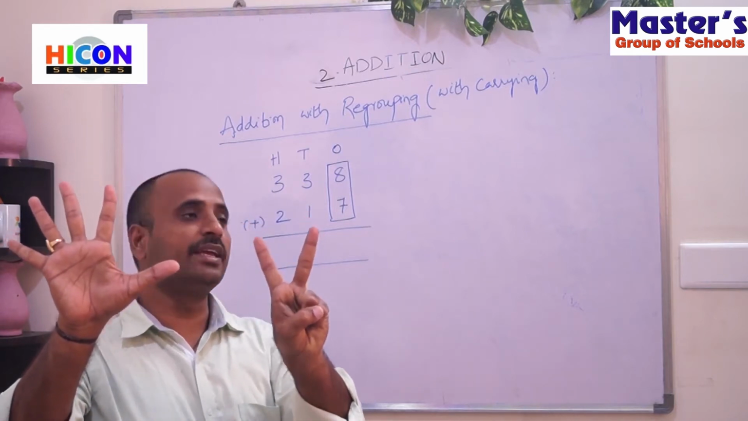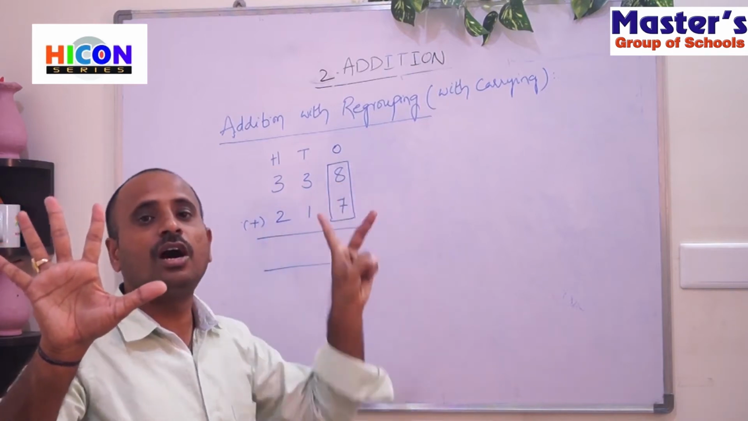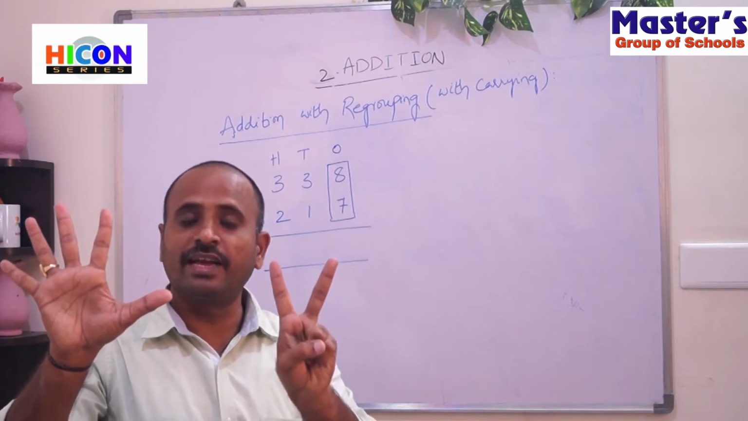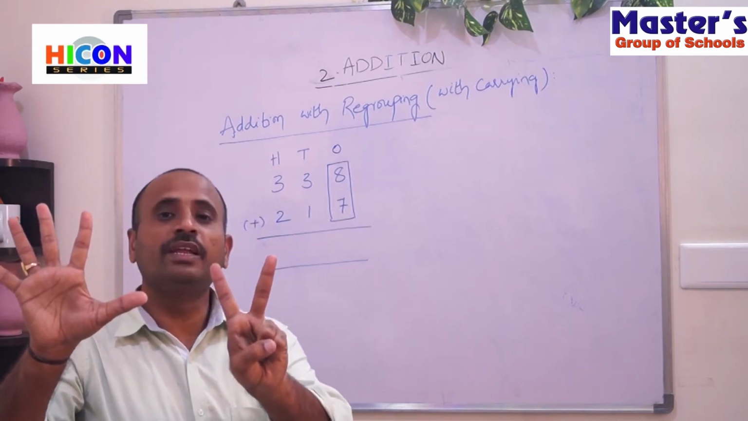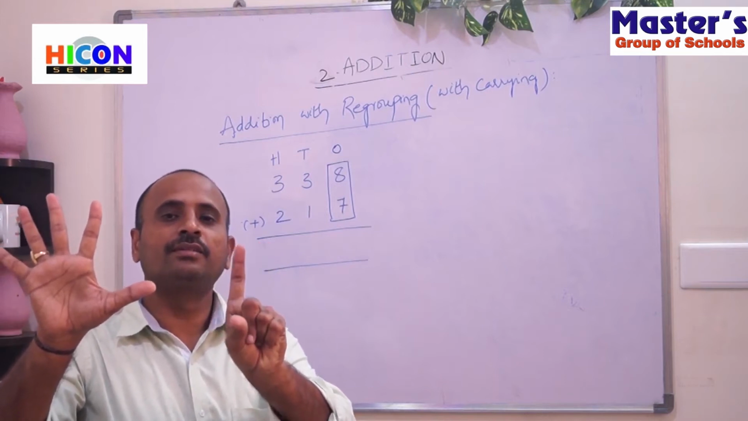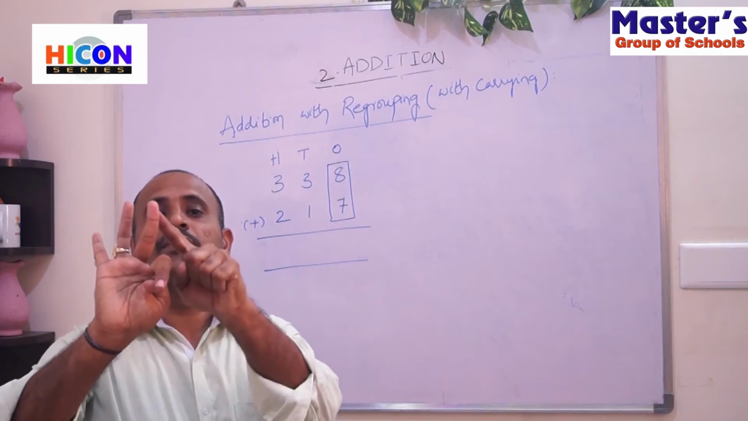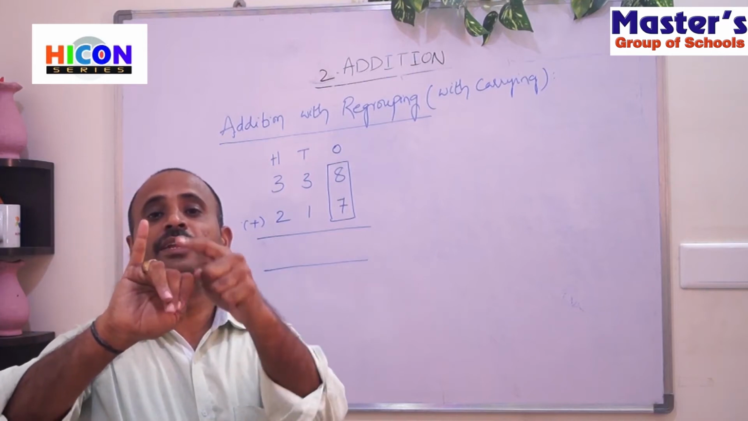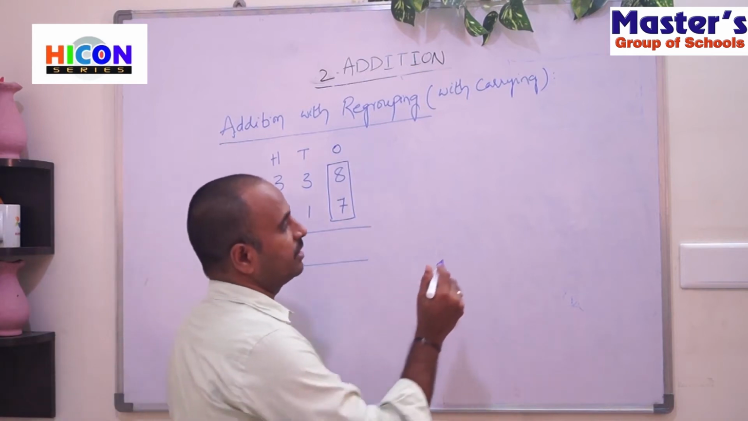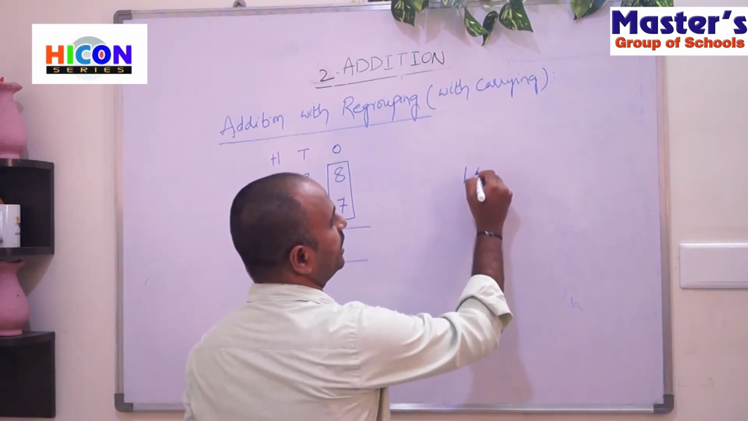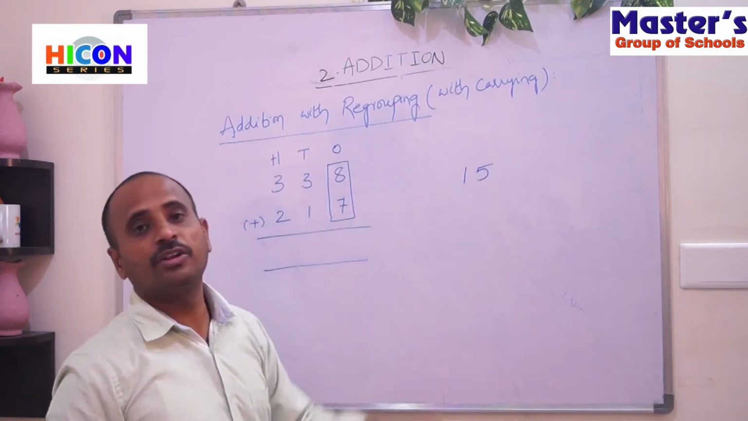Now start counting after the first digit. Here the first digit is 8. After 8 we will get 9, so start counting from 9: 9, 10, 11, 12, 13, 14, 15. So children, we got the sum 15. If you add 8 and 7, we get 15.